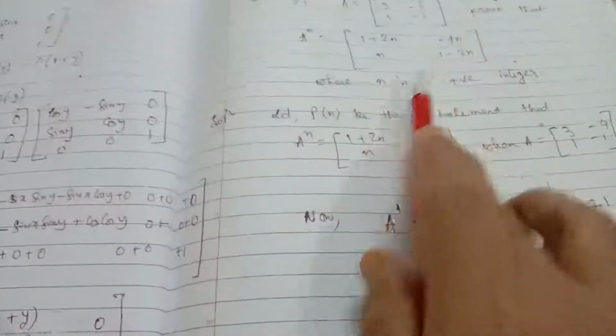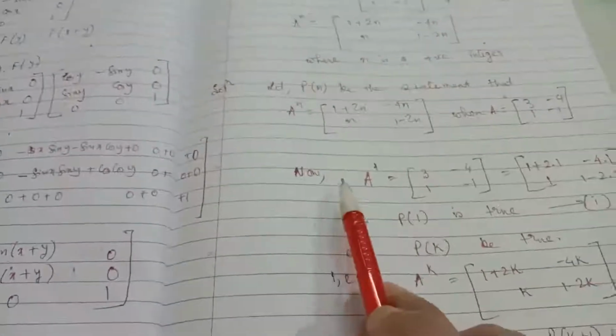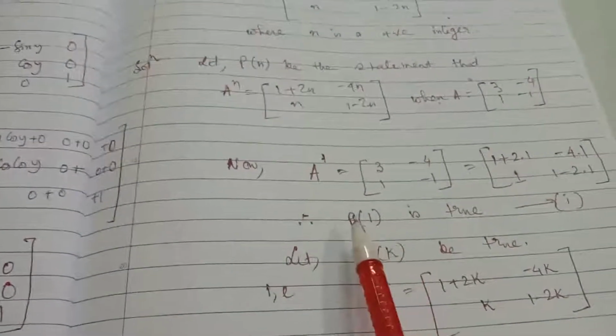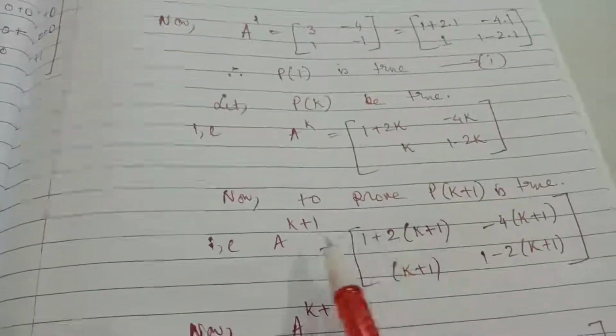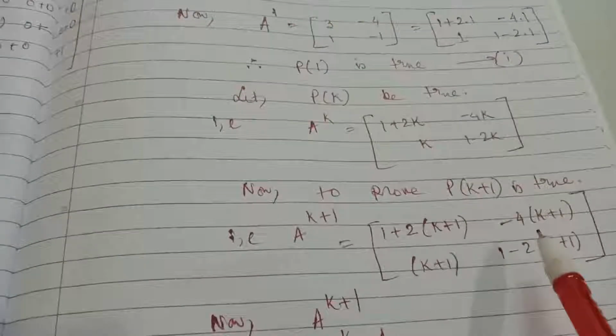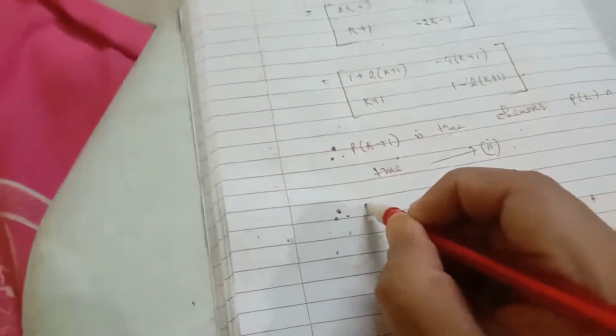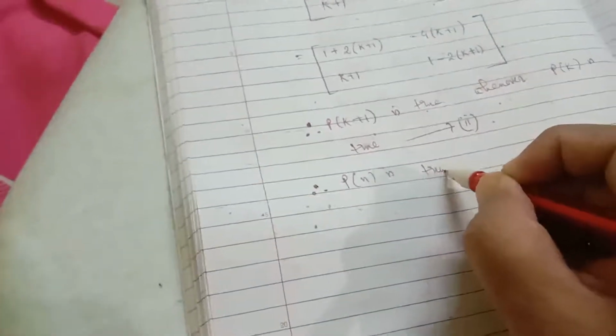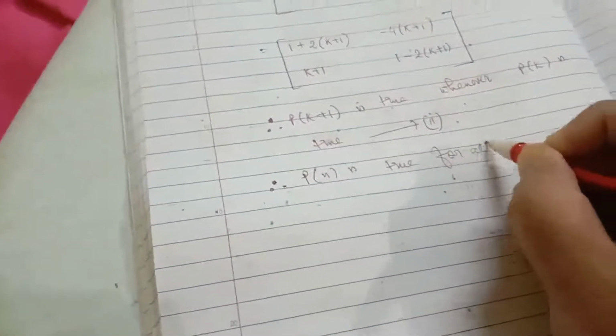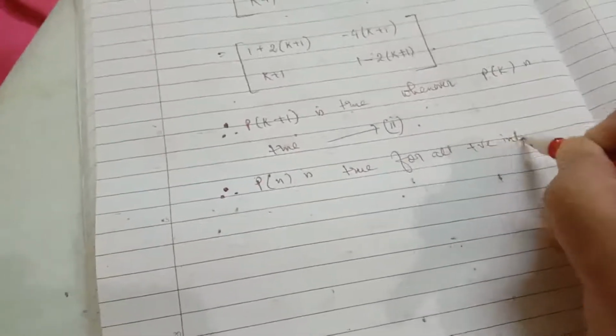First we have to assume the given statement as Pn. We have to prove the statement for the first term, that is, P1 is true. Assuming Pk is true, we have to prove Pk plus 1 is also true. Okay, and therefore the given statement Pn is true for all positive integer n.